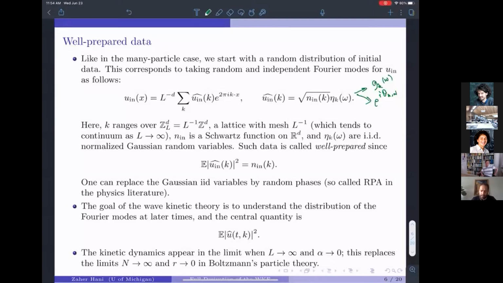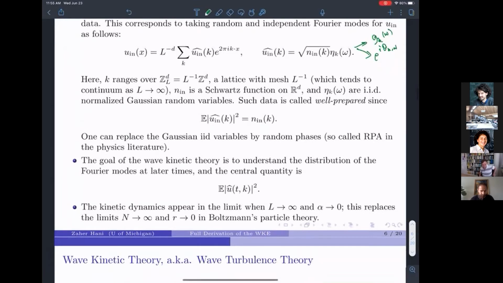Okay, so in either case, what matters is that initially, you have that the expected value of the modulus square of the Fourier modes is given by this n initial at k. We call those well-prepared initial data. This is what we mean by well-prepared: the kinetic approximation that we will be after is satisfied at t equals 0, which is a natural thing to assume. If we want to prove it at later times, it makes sense to assume it at time t equals 0.